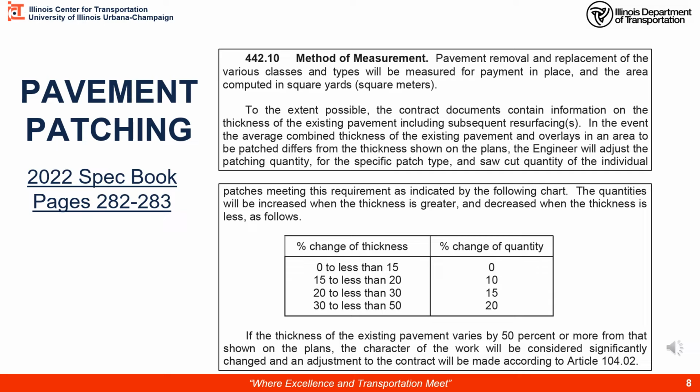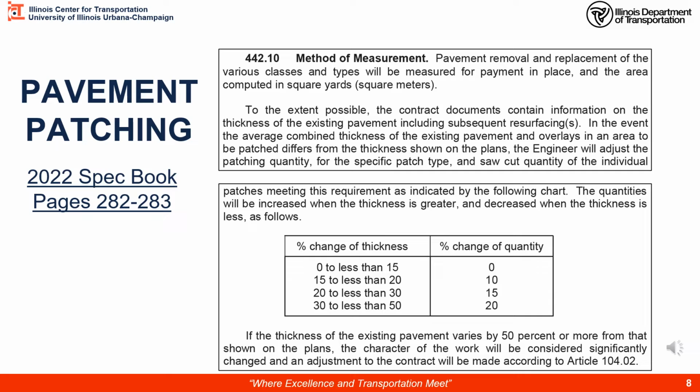Please note right below the table, it says if the thickness of the existing pavement varies by 50% or more from that shown on the plans, the character of the work will be considered significantly changed and an adjustment to the contract will be made according to Article 104.02.